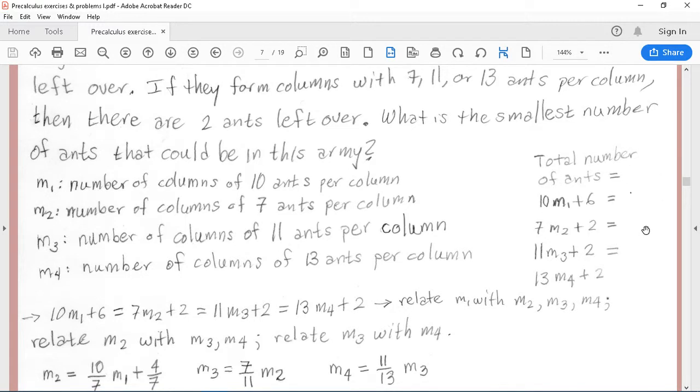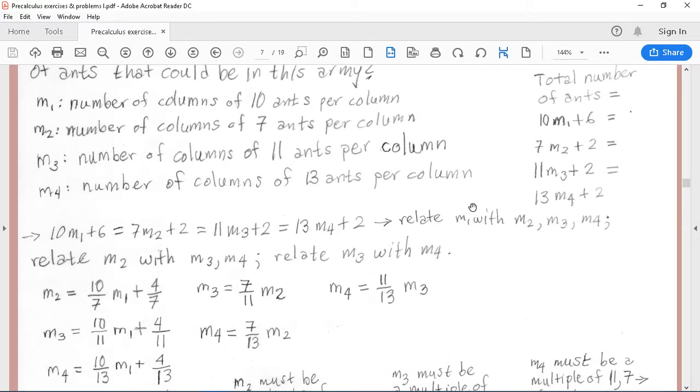The total number of ants is also equal to 11M3 plus 2, which is 11 ants per column, times M3, which is the number of columns of 11 ants per column, plus 2, which is the number of ants left over. The total number of ants is also equal to 13M4 plus 2, 13 here being the number of ants per column, and M4 the number of columns of 13 ants per column, plus the 2 ants that are left over.